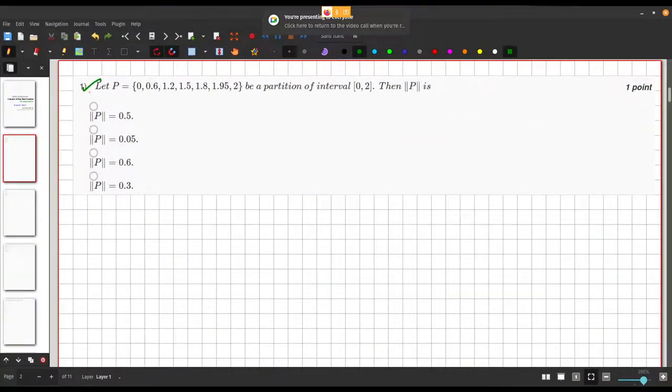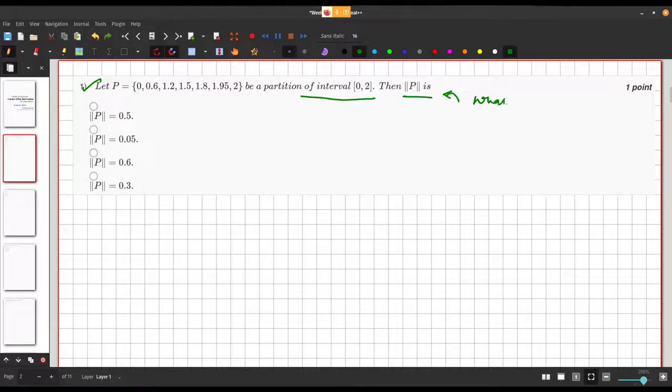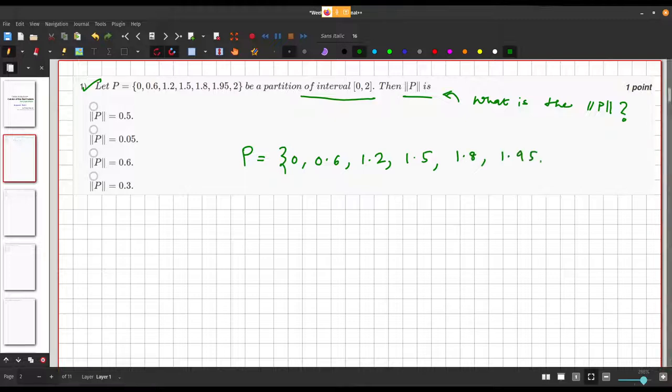So, what does the problem say? The problem says that let P be a partition of the interval 0 to 2, then what is the norm of P? Okay, so P is given by 0, 0.6, 1.2, 1.5, 1.8, 1.95, and 2. So how is the norm defined?